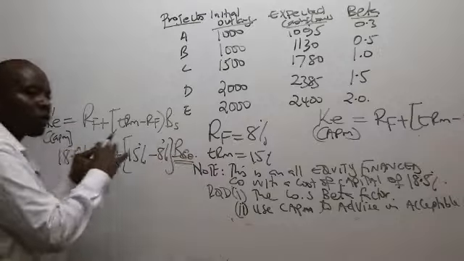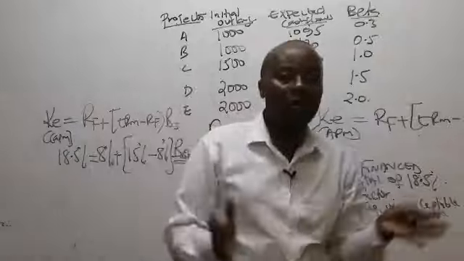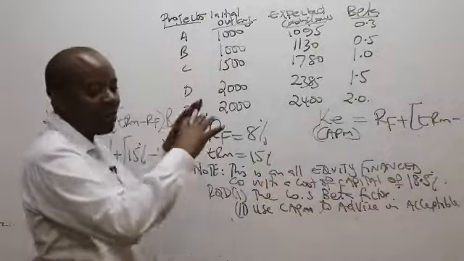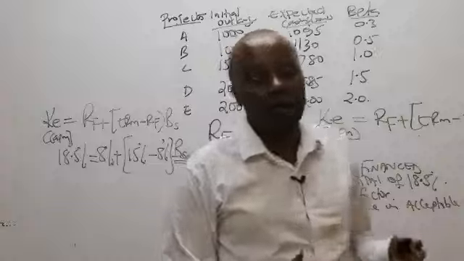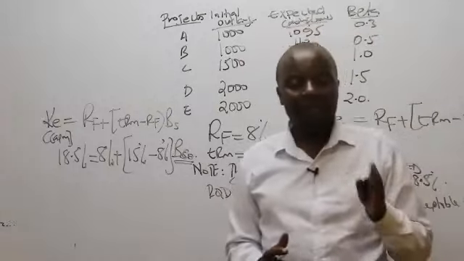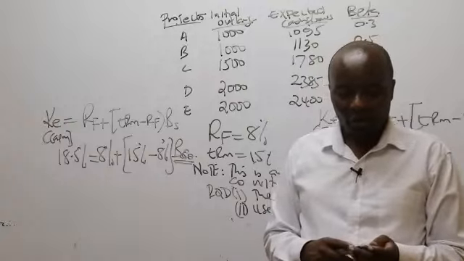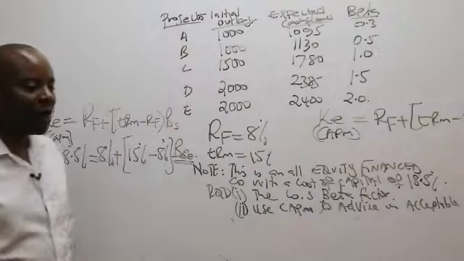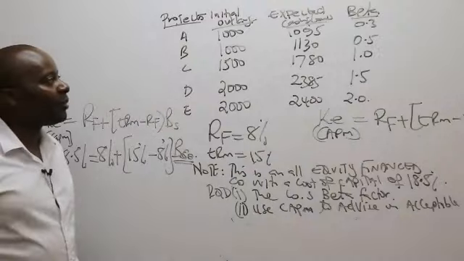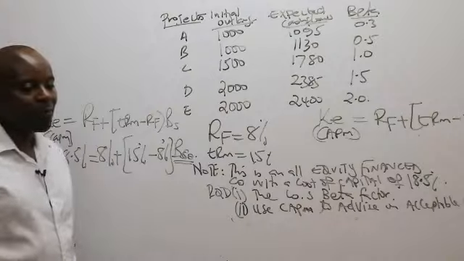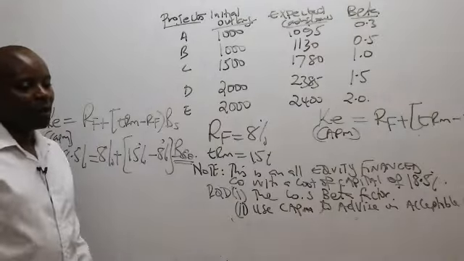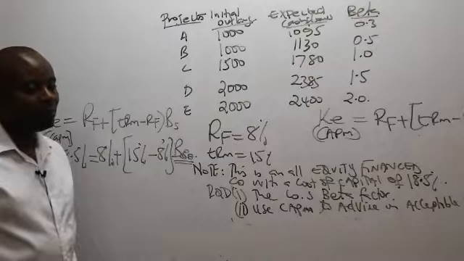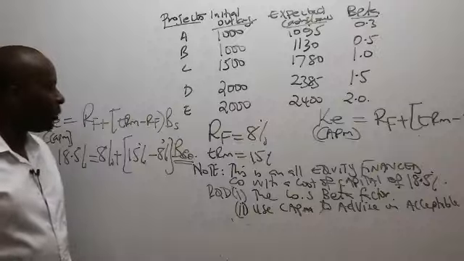Now that we know the cost of equity of the whole company, we can use this formula to get beta of the entire company. So your work will be to make beta equity the subject of the formula. So please try your best.